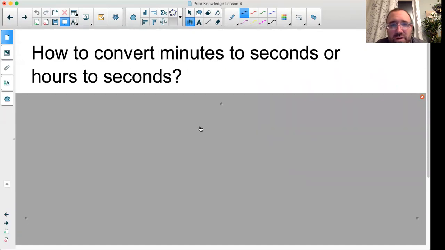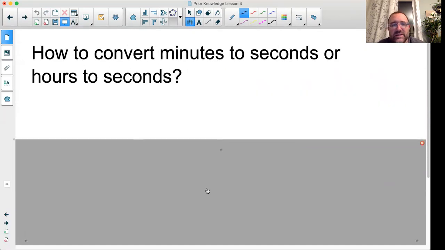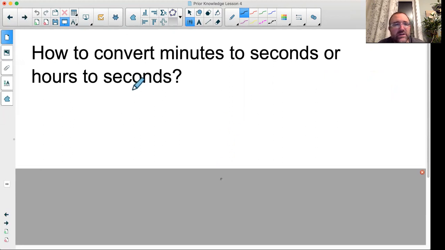Another thing we need to focus on is converting minutes to seconds and hours to seconds. So if we have 3 minutes and we need to put that into seconds, first things first, you need to understand there's 60 seconds in a minute, so times that by 60, and then you're going to realize that 3 times 6 is 18, and another 0, so that's how many seconds there are.